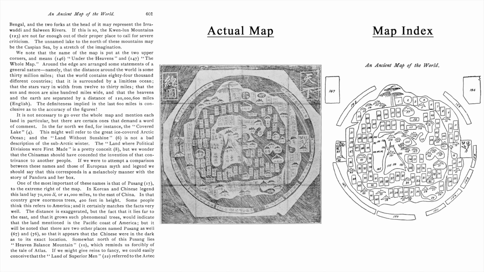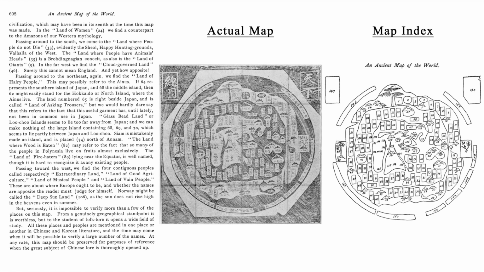But it will be noted that there are two other places named Pusang as well, so that it appears that the Chinese were in the dark as to its exact location. Somewhat north of Pusang lies Heaven Balanced Mountain, which reminds us forcibly of the tale of Atlas. If we might give reins to fancy, we could easily conceive that the land of superior men referred to the Aztec civilization, which may have been in its zenith at the time this map was made.